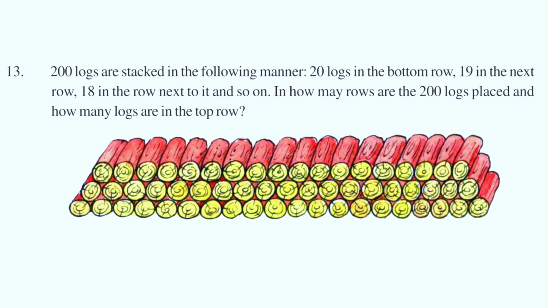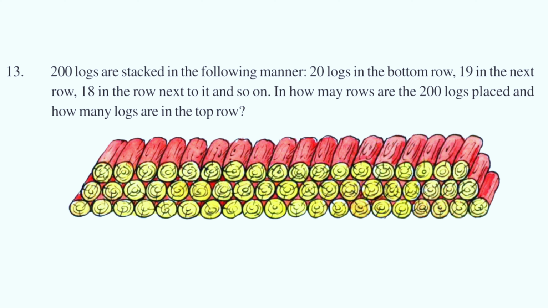13th problem: 200 logs are stacked in the following manner. 20 logs in the bottom row, 19 in the next row, 18 in the row next to it, and so on. In how many rows are the 200 logs placed, and how many logs are in the top row? So we have to find how many rows are there, and in the last row how many logs are present. They have given the total number of logs is equal to 200. In the first row they have placed 20 logs.